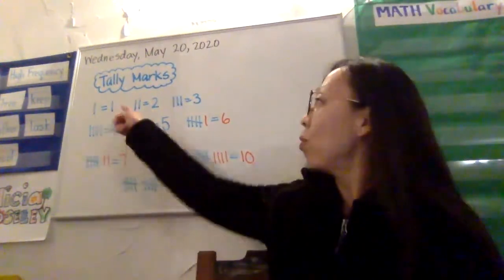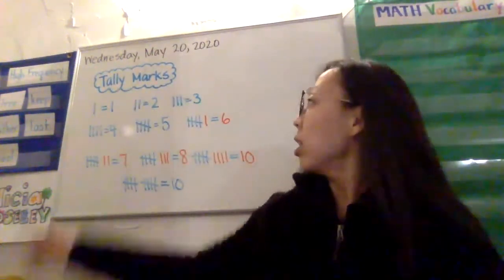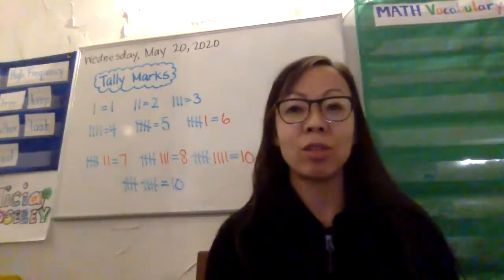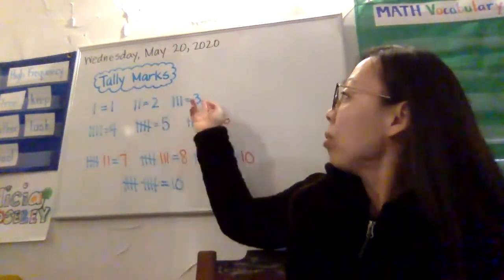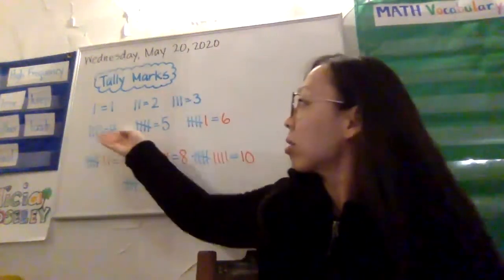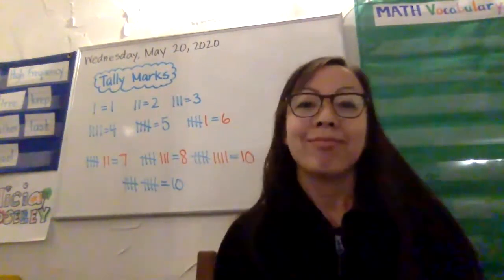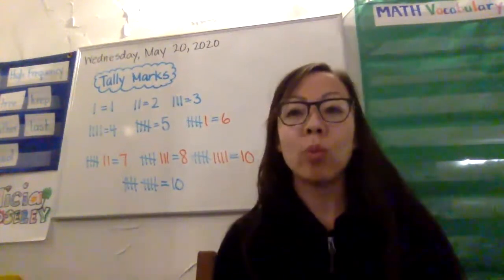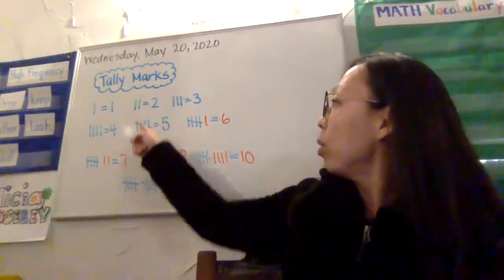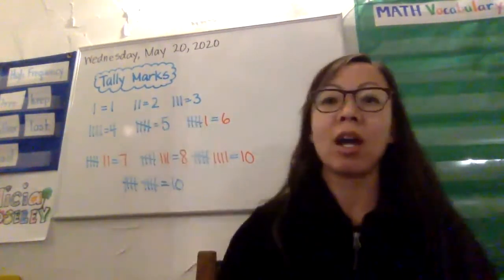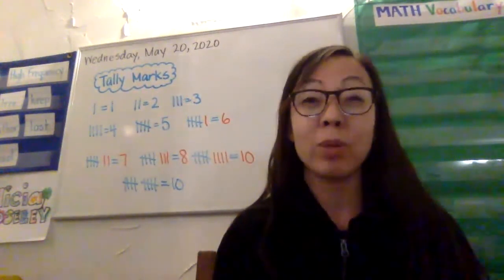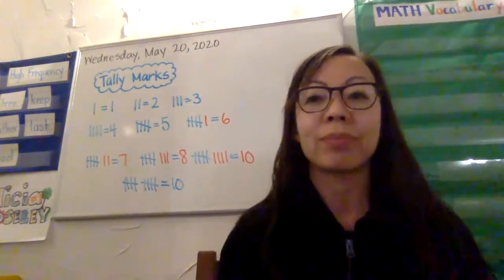Remember, when we only have one mark, that's one. If we have two marks, that's two. If we have 3 marks, that's 3, and 4 marks makes 4. Now here's the tricky part, but actually it helps us out. When we get to the number 5, we know we're going to cross it out. That helps us group it because we know that we can count by 5s.